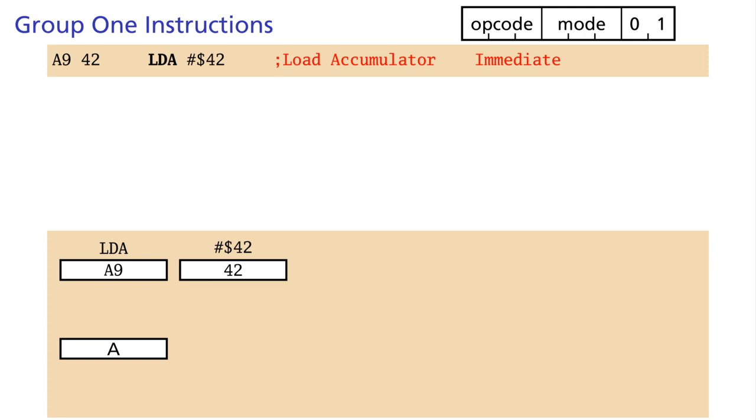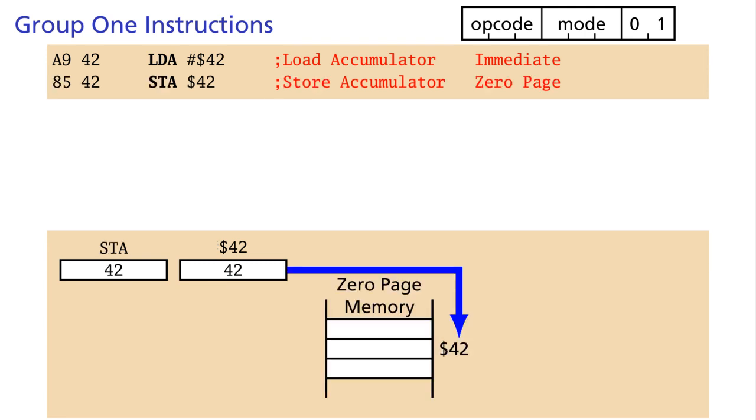LDA loads the accumulator with an 8-bit value. This example uses immediate addressing, denoted by the pound sign, where the value to be loaded comes immediately after the opcode. STA stores the accumulator in memory. This example uses zero-page addressing, in which the address comes from the single byte following the opcode, implying that this addressing mode can only refer to the first 256 bytes of memory.